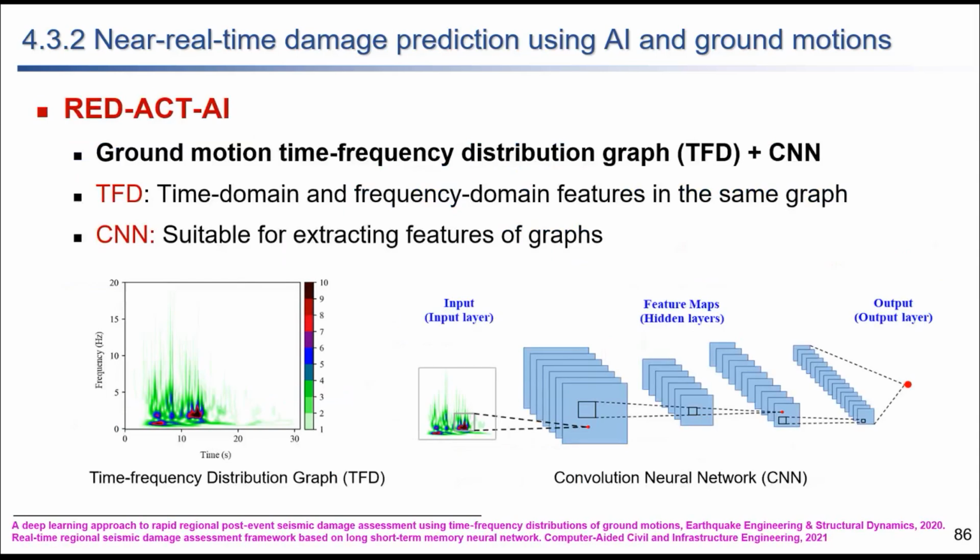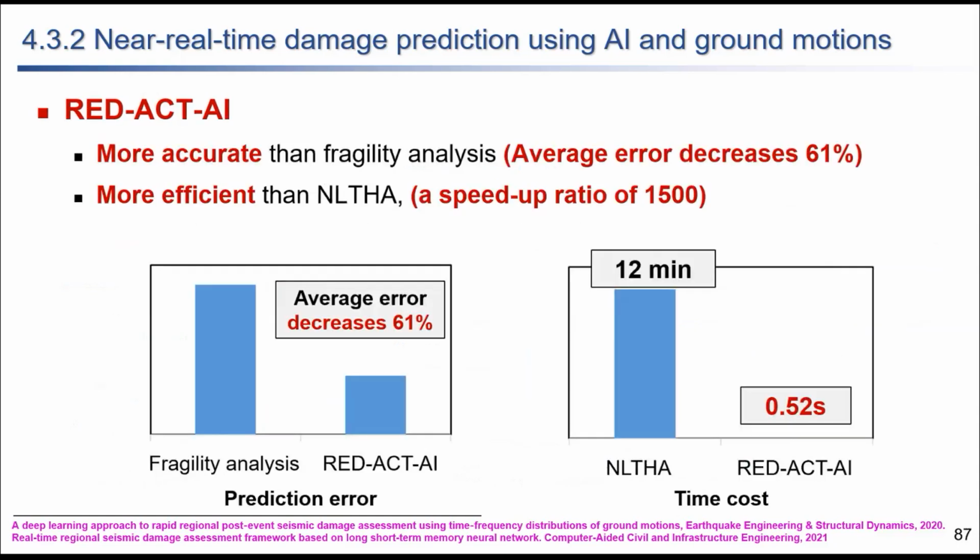We transform the ground motions into these wavelet images, and then we use the CNN to identify different earthquakes. So here is the result. We have an earthquake, we transform each ground motion to a wavelet image, and we use the wavelet image to predict the structural damage. So we can reduce the error by about 61%, and also increase the time efficiency to more than 1,500 times. So it's a very accurate and a very efficient way.